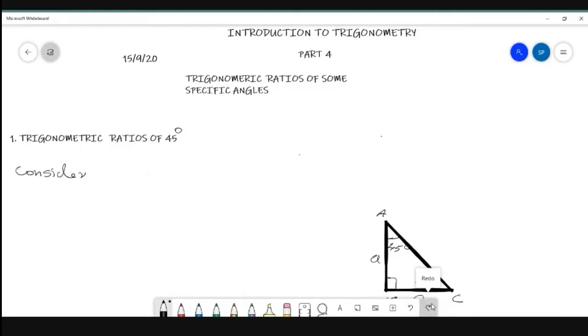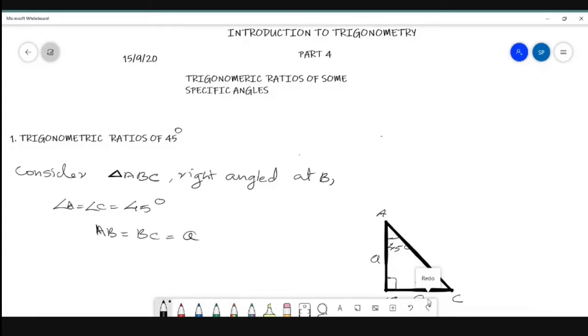Now let us consider the triangle ABC, right angled at B. And now let angle A equal to angle C equal to 45 degree. That is, in a right triangle, if one of the angles is 45 degree, the other angle also will be 45 degree. Now, as two angles are equal, we can say that the sides opposite to equal angles are also equal. So let us consider now in triangle ABC, AB equal to BC equal to A unit.